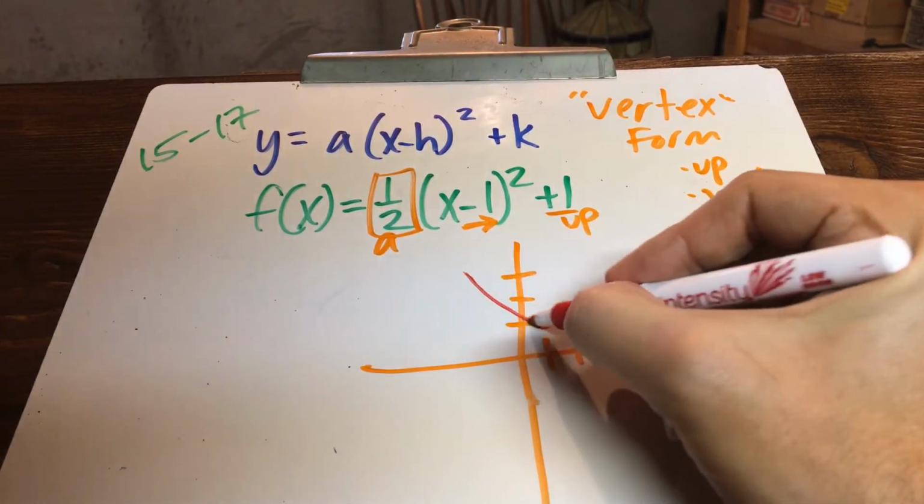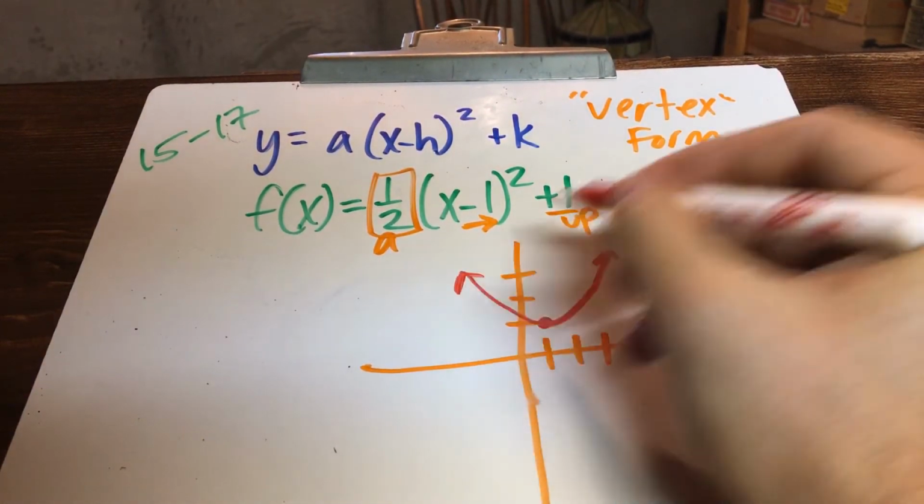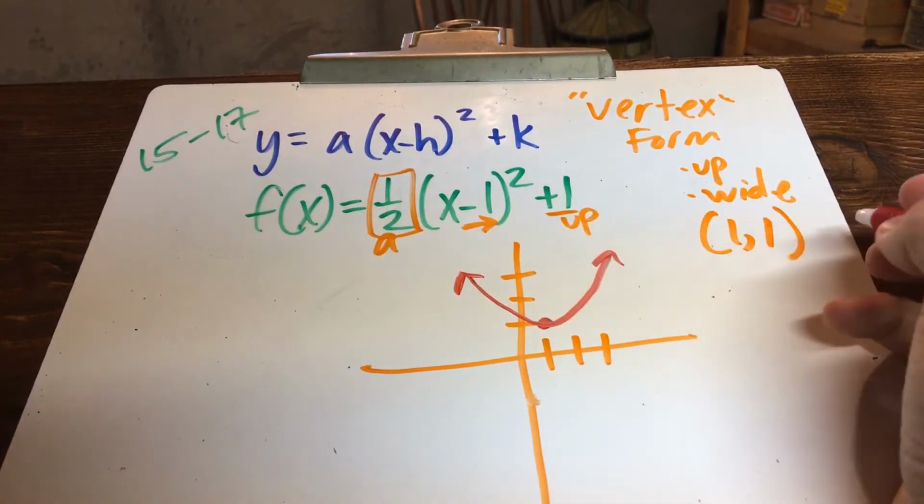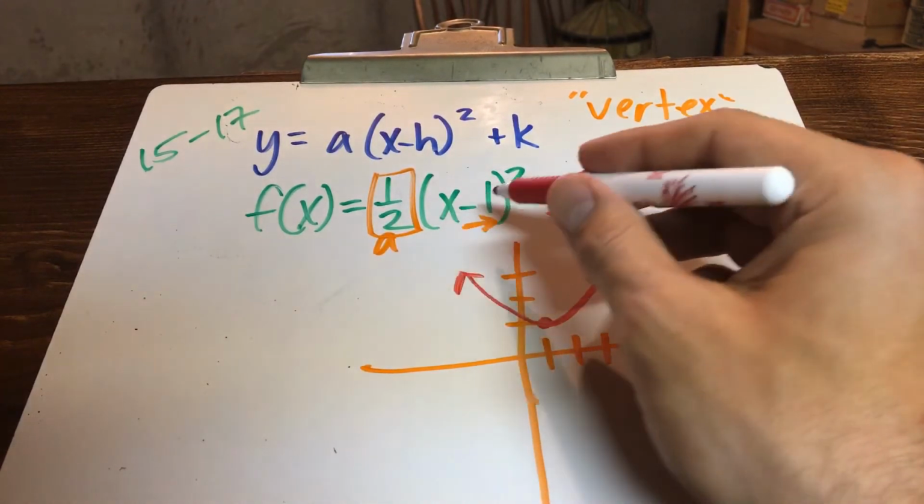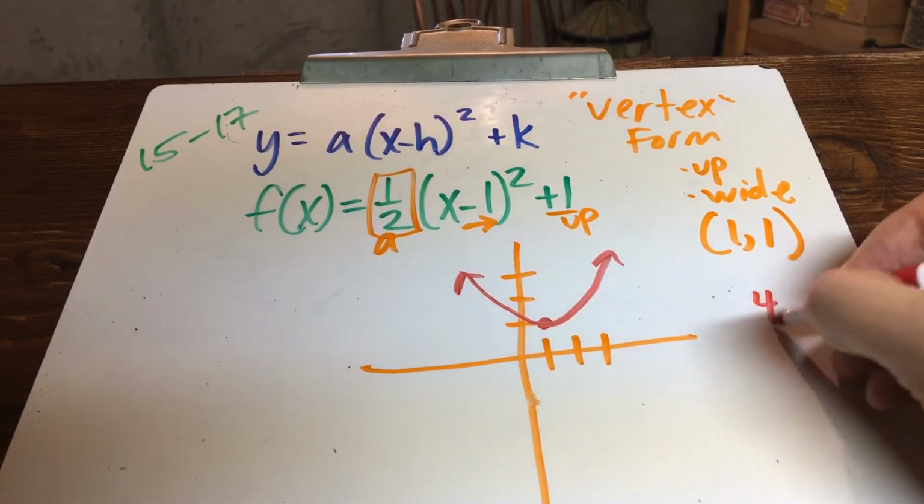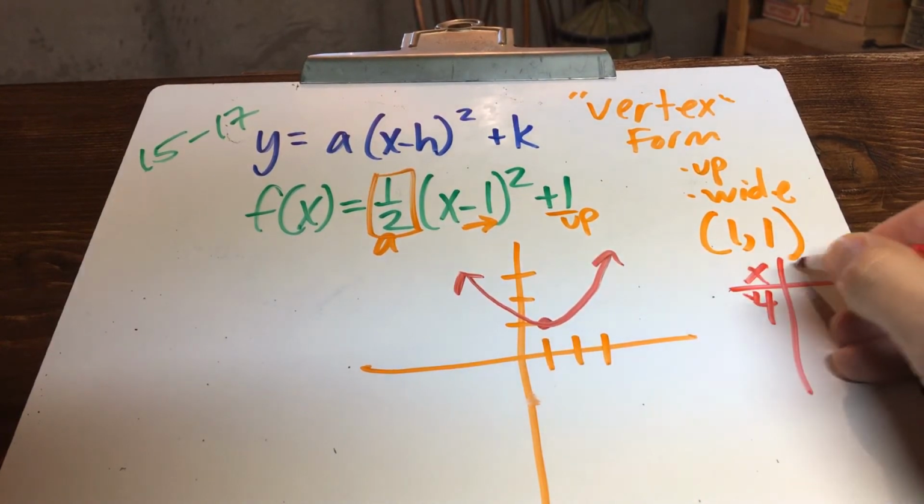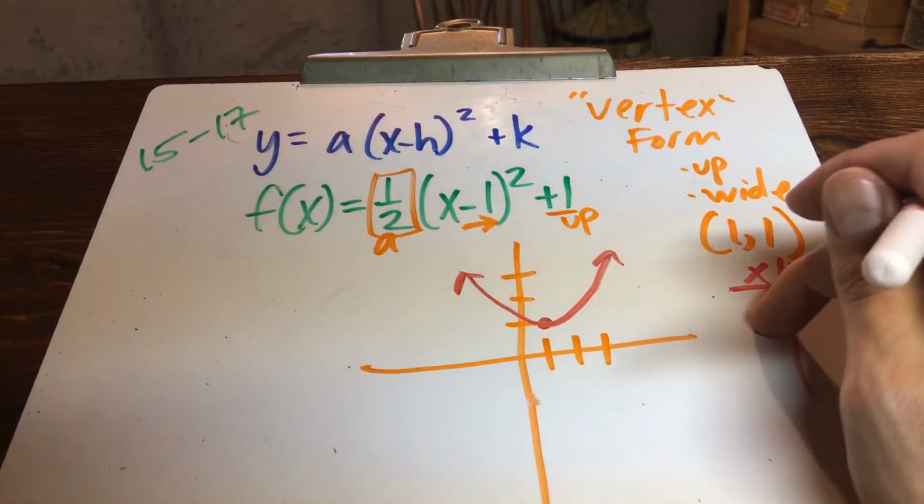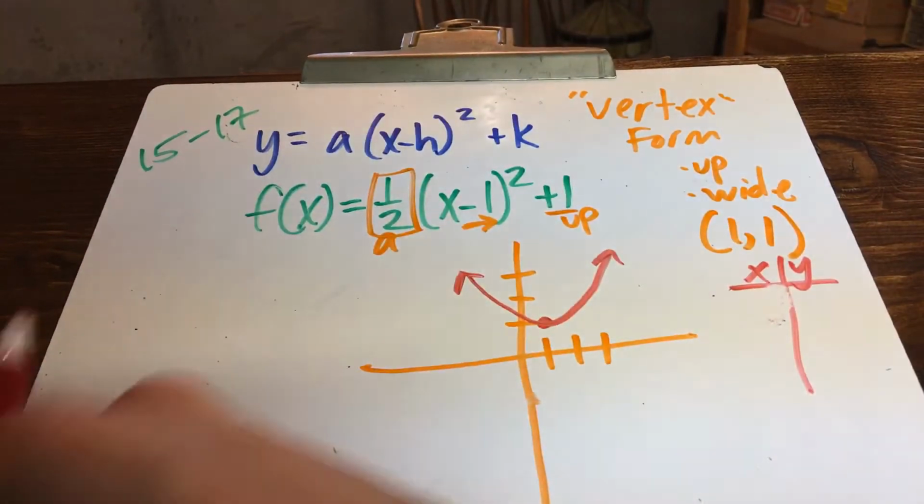This is going to be kind of wide, something like this. If for some reason they gave you 2 of them that both have a vertex of 1, 1, and they're both kind of wide, you could pick a number and plug it in for x and work it out. You could maybe pick the number 4 and do a little x and y table, plug it in, work it out just like we did. Or pick the number 2, pick the number 1. Doesn't really matter which number you pick.